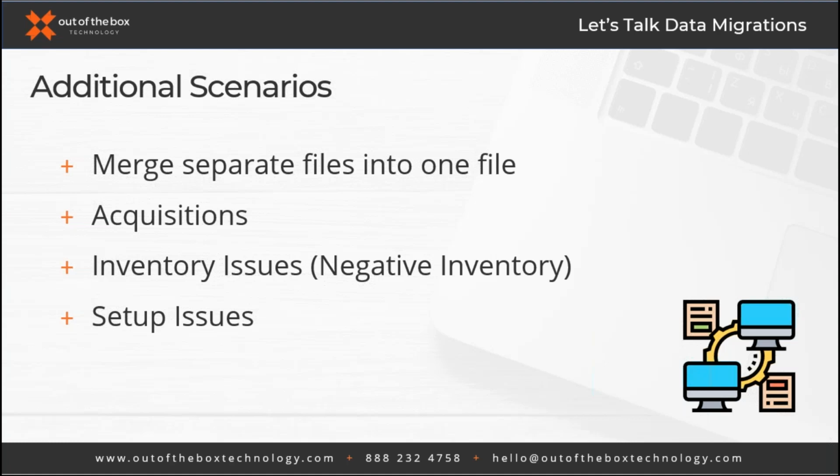Some additional scenarios that we also see are merging multiple data files into one, acquisitions, inventory issues such as negative inventory, and that's a whole webinar of its own. Setup issues, such as you could have set up your file incorrectly when you started and problems have been compounding. So you're now seeing that your accounting workflow is not ideal for your current business needs. Or you might be going from non-inventory to inventory, or commonly your business model has changed and your current setup is not right any longer.